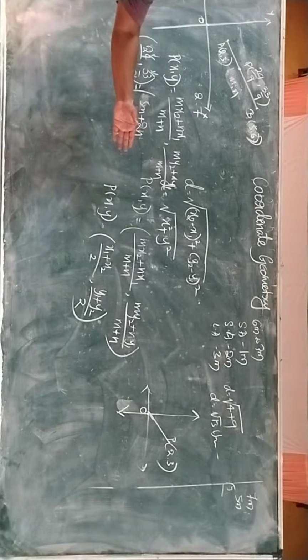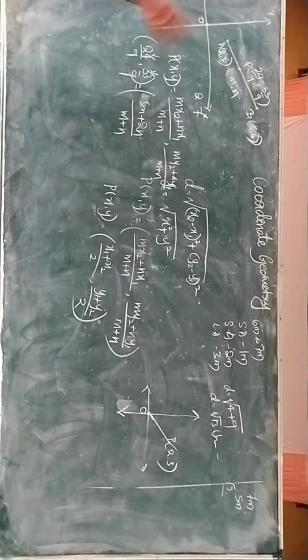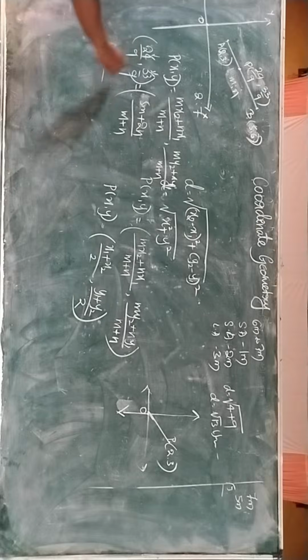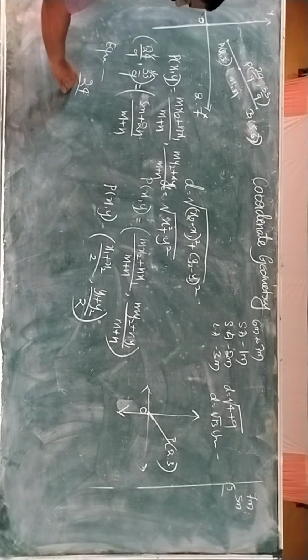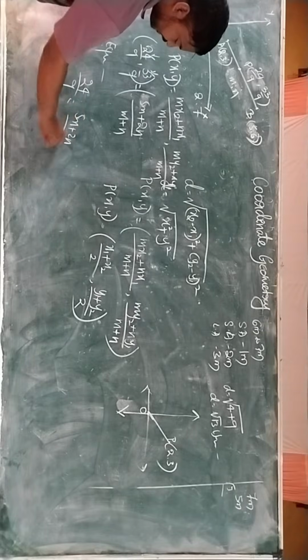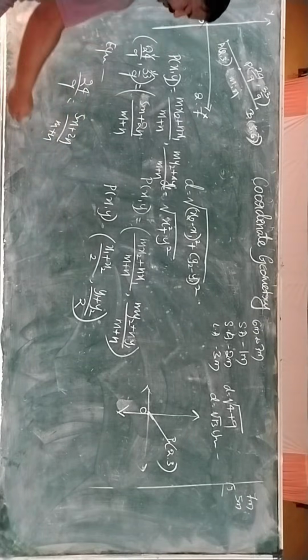No need to write the y coordinate. Directly we can equate the x coordinate on both sides. 24 upon 9 is equal to (5m plus 2n) divided by (m plus n). So, cross multiplication.